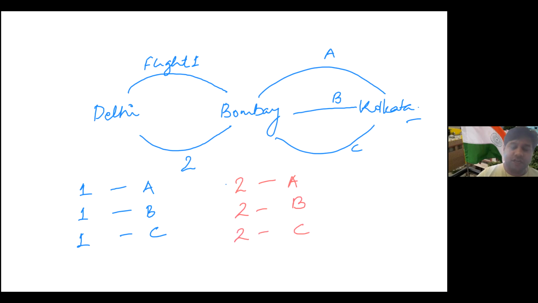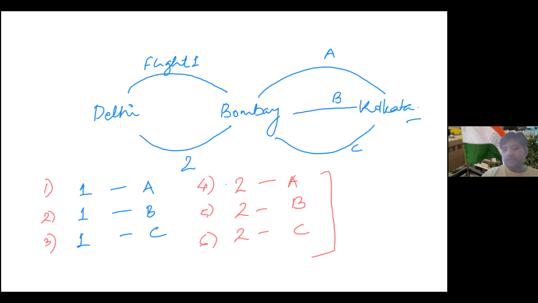So in total, how many different ways? This is way 1, this is way 2, this is way 3, this is the 4th way, this is the 5th way, and this is the 6th. So basically, under these conditions, there are 6 ways.